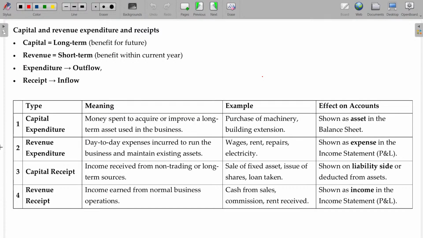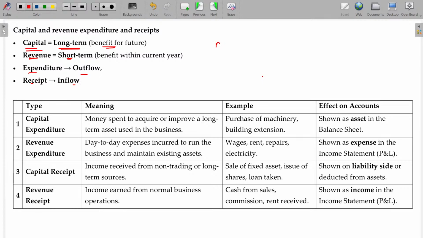Capital and revenue expenditure and receipts. Okay. Capital represents long term. You will get the benefit for n number of years in future. Revenue means short term. The benefit is within 1 year you can enjoy. And expenditure means outflow, receipt means inflow.